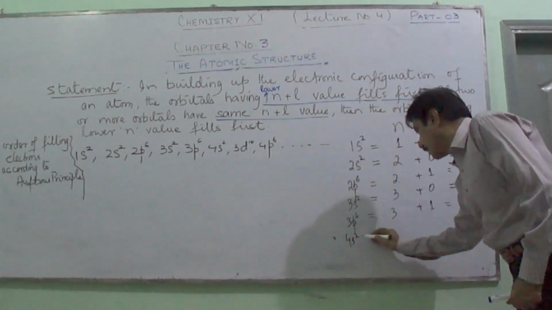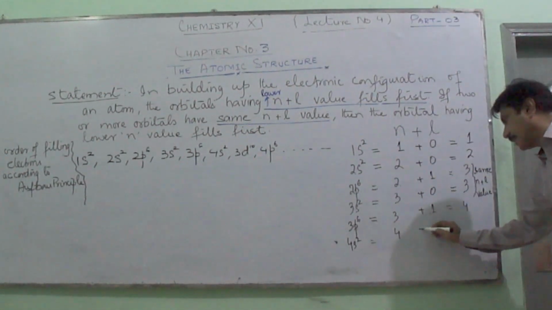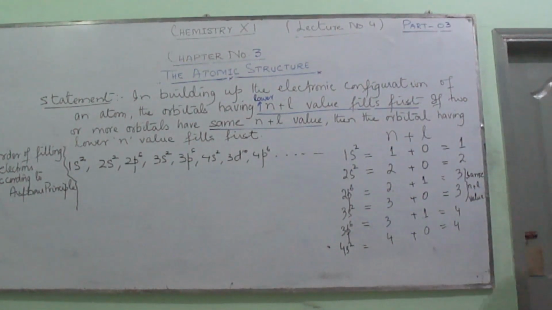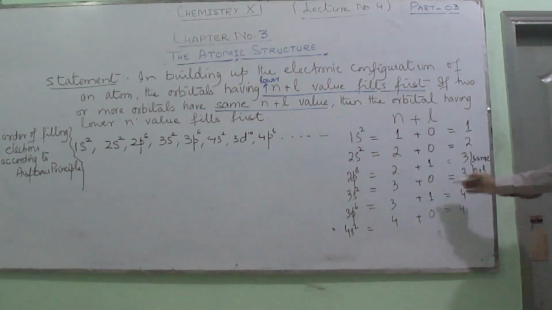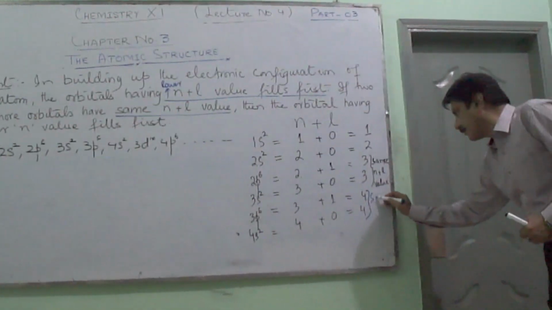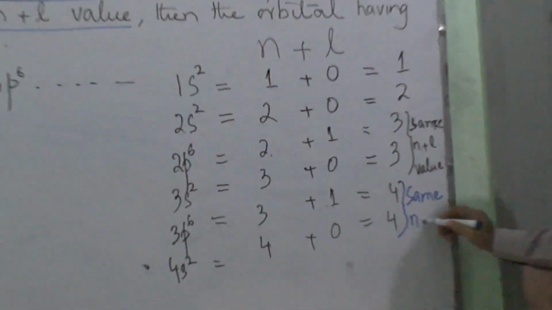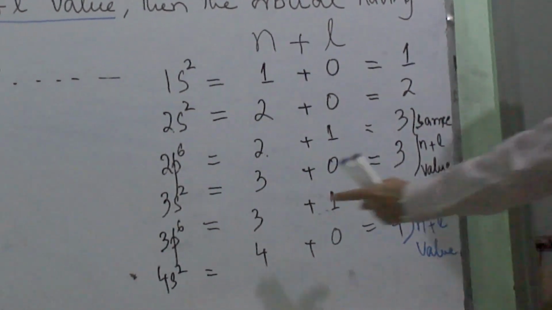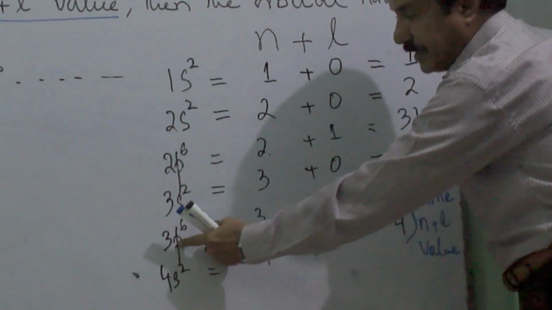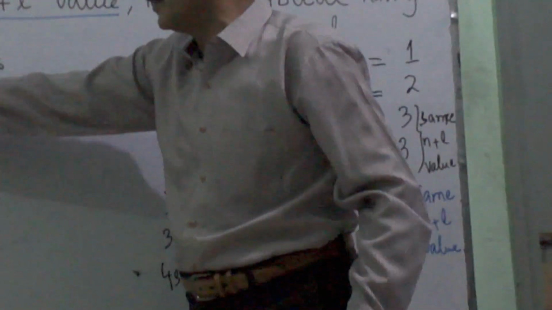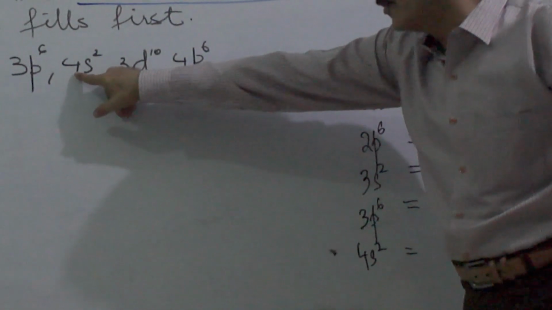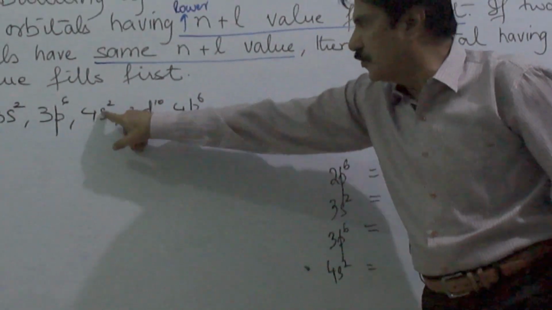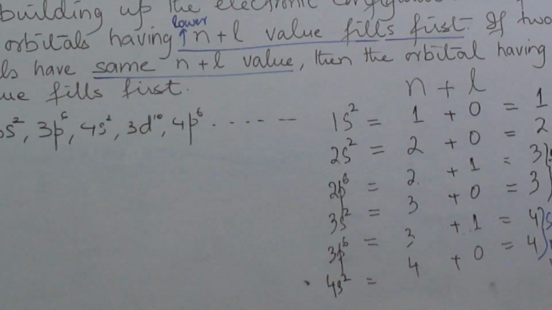4s, 4 is the n value for s orbital, 0 is the L value. So again the n plus L value becomes equal for these two orbitals, same n plus L value again. But the lower n value is for 3p orbital. So first 6 electrons are allowed to enter in 3p. Then the higher value of n is for 4s. So then after filling 3p, we got 2 electrons in the 4s orbital.